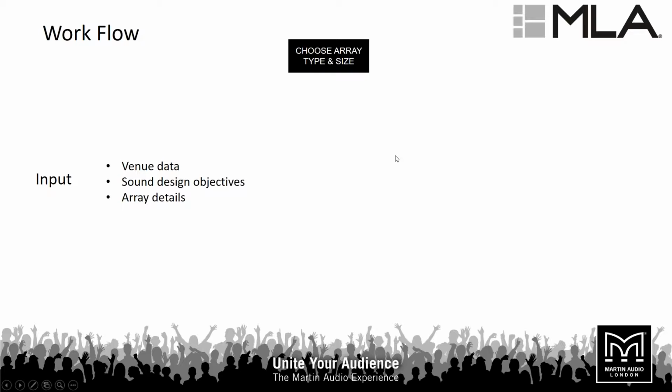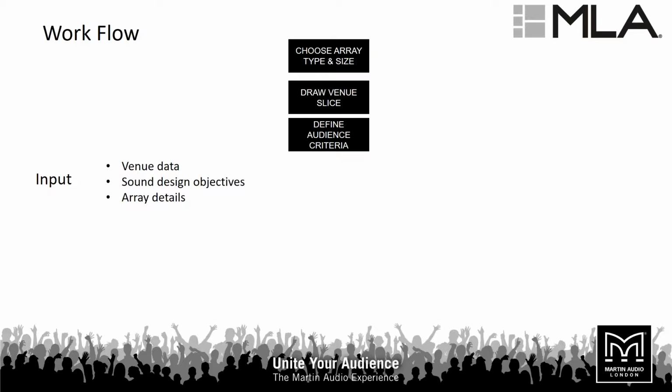So the workflow, we choose our array. So whatever we've got in the back of the van, we've got 16 MLA Compacts. So in this example, we are going to choose an 8-cabinet array of MLA Compacts. And then we need to draw a venue slice. So we've now put our array in our venue slice. We then need to define our audience areas, which we will do within the slice and within the software. We can then optimize our array mechanically. So we're then optimizing the display angles.